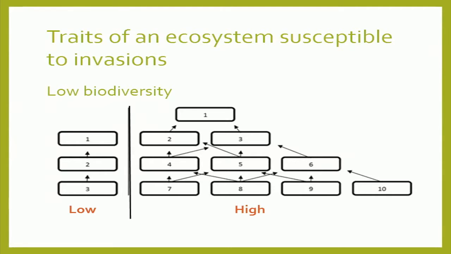In comparison, high biodiversity, diagrammed on the right, is more resistant to invasions. If an organism in the second trophic level has problems, other native species can fill that ecosystem role, causing no or minimal problems for the predator and making it more difficult for invasions.